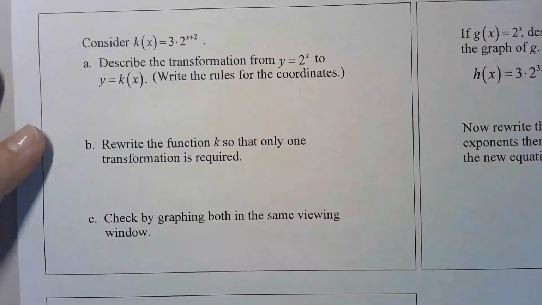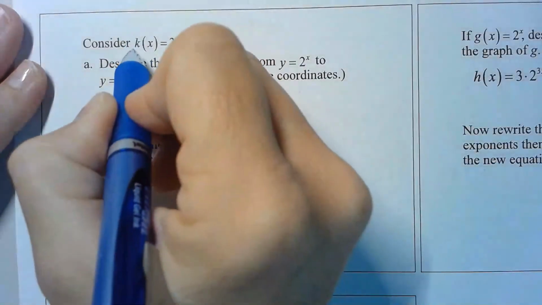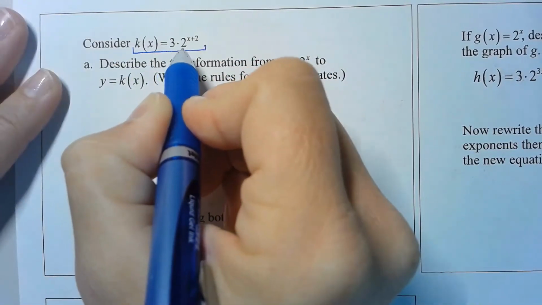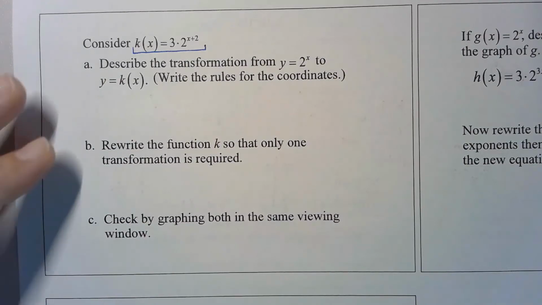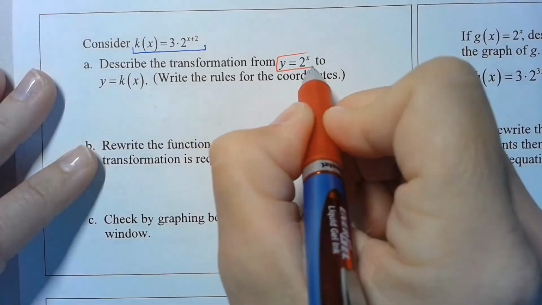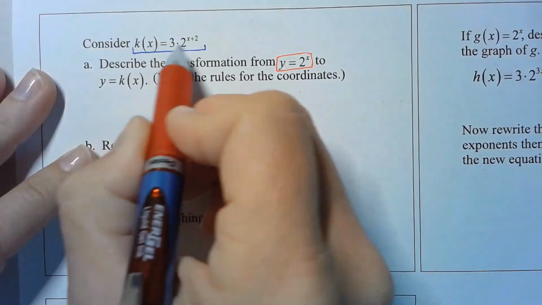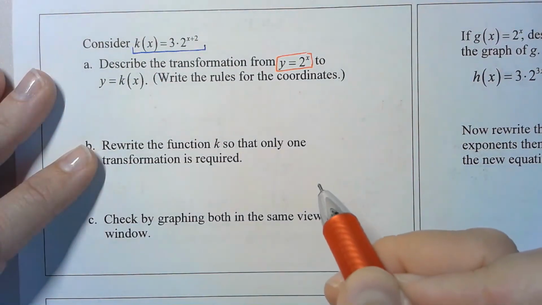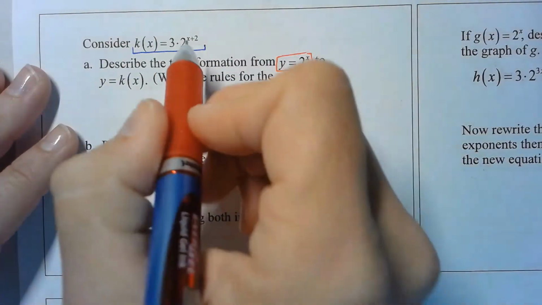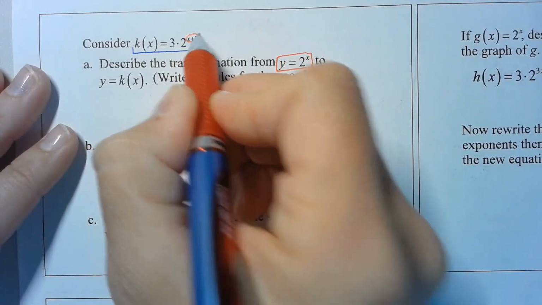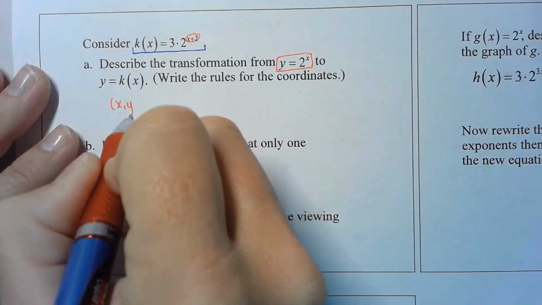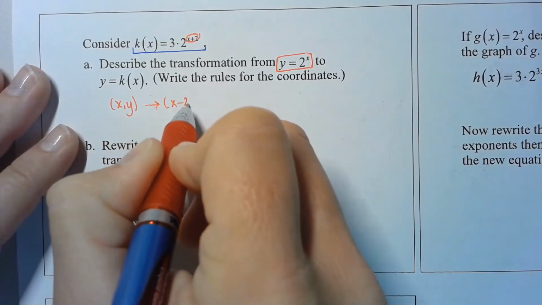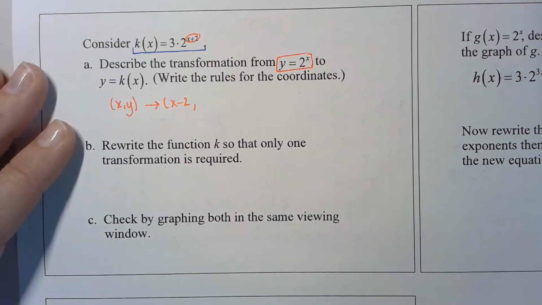All right. So it says, let's consider this function, k of x equals 3 times 2 to the x plus 2. Part A says, describe the transformation from the parent graph, y equals 2 to the x, to this graph right here. Write the rules for the new coordinates. Well, first of all, notice it doesn't just say x, it says x plus 2. That's a change to the x. So the rules for the coordinates, I'm going to subtract 2 from every x. This graph is going to move to the left 2.